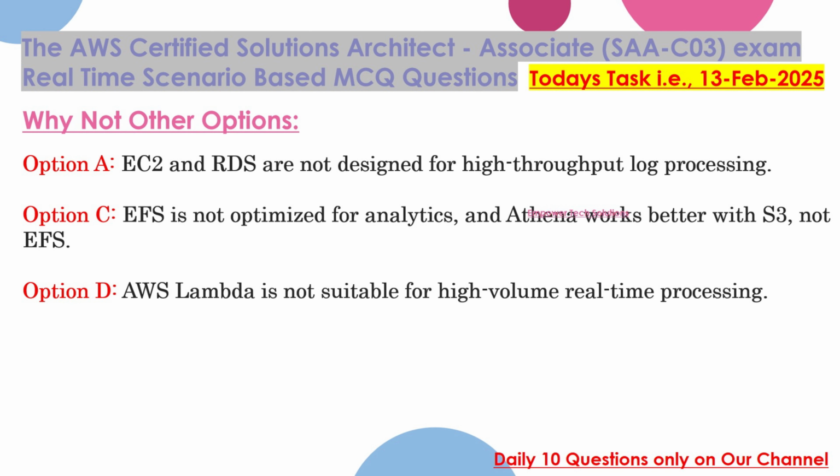Why not other options? Option A. EC2 and RDS are not designed for high-throughput log processing. Option C. EFS is not optimized for analytics, and Athena works better with S3, not EFS. Option D. AWS Lambda is not suitable for high-volume real-time processing.